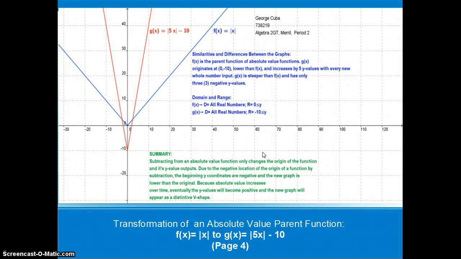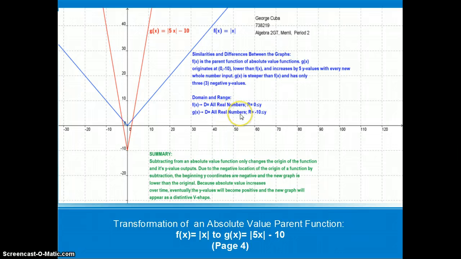Now on to our V graphs, or absolute value. So f of x is equal to the absolute value of x, which is our neutral graph, as described by the blue lines, and our modifier g of x is equal to the absolute value of 5x, minus 10. Since minus 10 is outside of the absolute value brackets, that means that our origin is negative 10 paces. So that means it's down 10 paces, or 10 units, and the origin is (0, -10), which brings us to our domain and range.